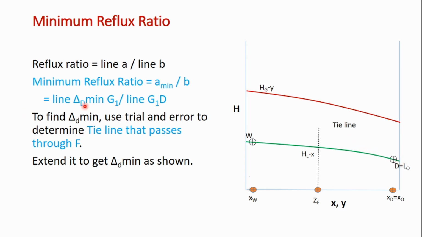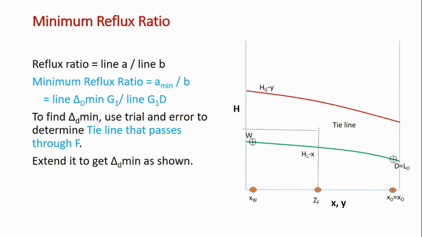To find this delta D minimum, we have to use a trial and error method to determine the tie line that passes through the feed point. Do you recall the McCabe-Thiele method, how we were getting the minimum reflux ratio? The minimum reflux ratio was obtained when the enriching section operating line was intersecting with the equilibrium plot.